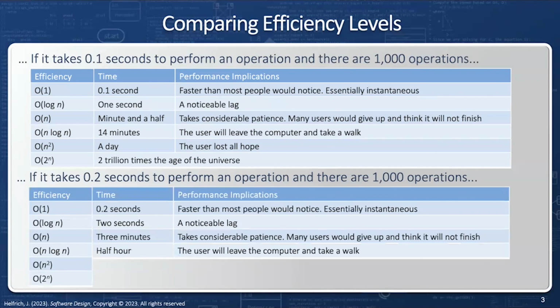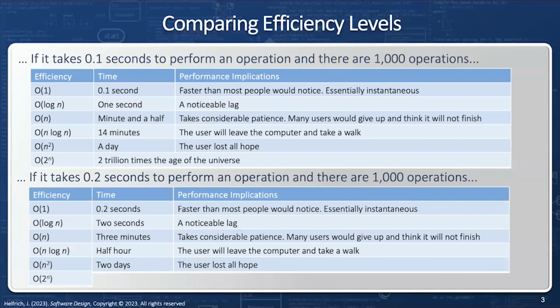N log n will take half an hour, or 28 minutes. N squared will take 2 days, not 1 day, and 2 to the n will take 4 trillion times the age of the universe. So even though it takes twice as long, performance implications are pretty much identical, whether it takes 0.1 second or 0.2 seconds to perform each operation. What really makes a difference is my algorithmic efficiency, O(1), log n, n log n, and so on. We are willing to tolerate a great deal of cost per element in order to have a slightly better level of efficiency. Algorithmic efficiency trumps everything when we're talking about a large number of operations.